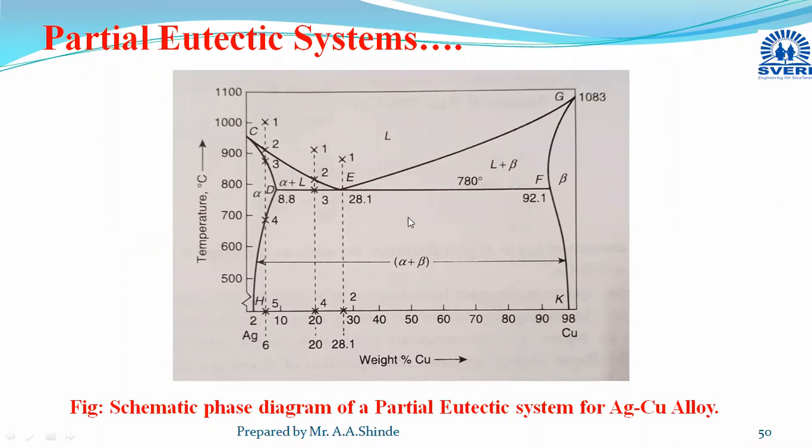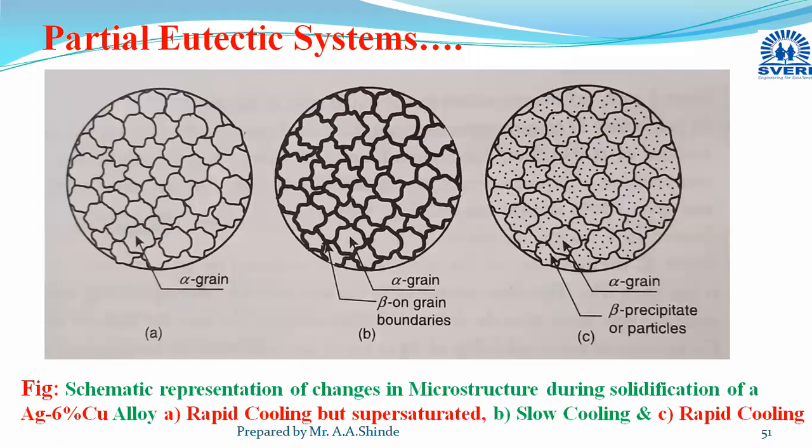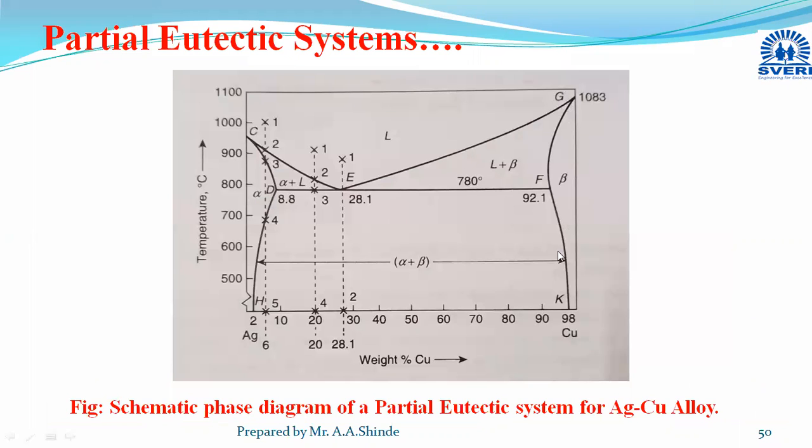Only change will be that instead of alpha, you have to write beta, and instead of beta, you have to mention alpha. Okay, and diagrams will remain the same. Same diagrams you have to refer. Just replace alpha by beta and beta by alpha for this region. Hypereutectic alloy, this one curve, similar nature will be there. Just the phase will be beta instead of alpha and alpha instead of beta.